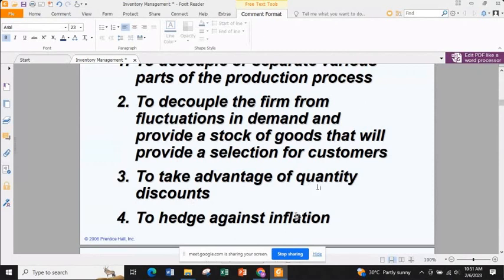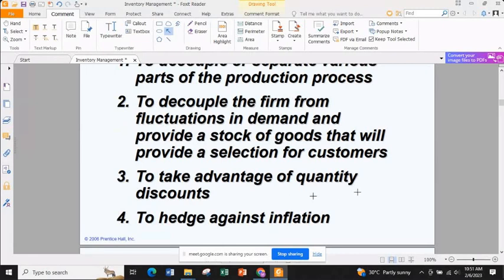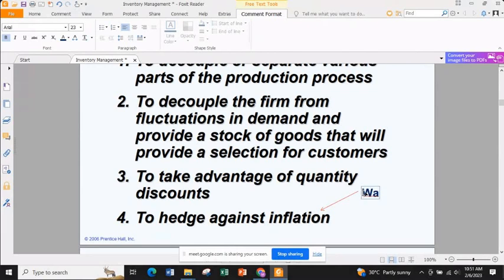So it's a hedge against inflation. When you order in a huge quantity, you can control the price, and inflation does not really affect your product cost, because you already made an order in advance to avoid any inflation in future. So the inflation is sometimes because of things beyond your control, like war, oil increase.